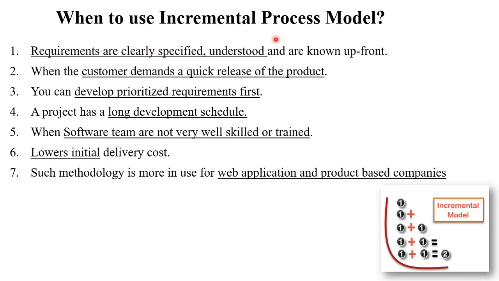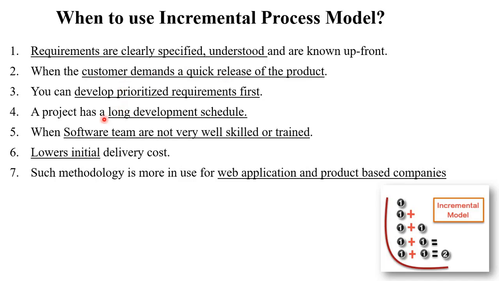Now, when to use the incremental process model. As we discussed the concept of the incremental process model, here customer requirements are clearly understood and clearly specified. The customer knows what type of features and what type of modules they want in their particular project and which type of priority module, right? The next thing is when the customer demands a quick release of the product. When the customer quickly wants a particular product or particular module. Suppose a particular organization wants the attendance module first. So there is a quick release of that particular module.